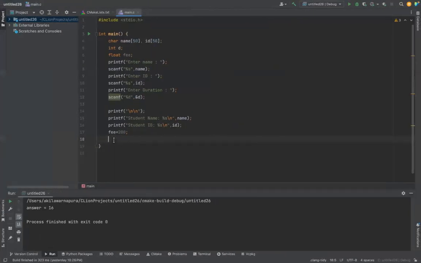I use this one using the while loop. While, and you need to put the condition. At this moment, I put the condition as true. True means 1. Later on, we can change the condition according to our requirement.